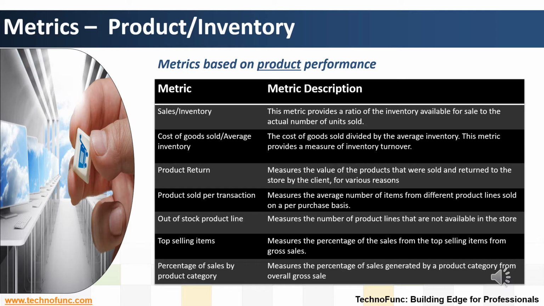Inventory to sales ratio measures the ratio between the retailer's inventory value and the sales revenue. Top selling items measures the percentage of the sales from the top selling items from gross sales. Percentage of sales by product category measures the percentage of sales generated by a product category from the overall gross sale.